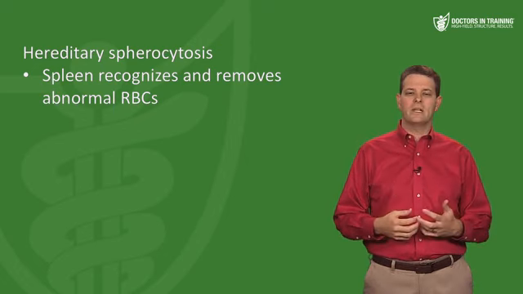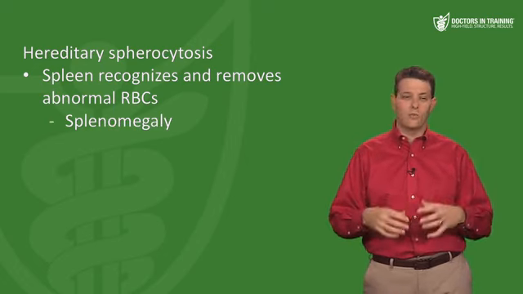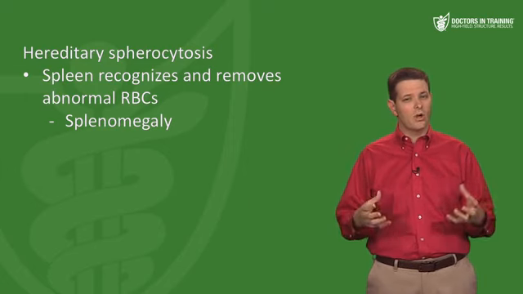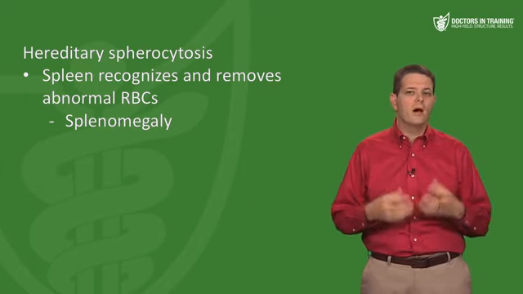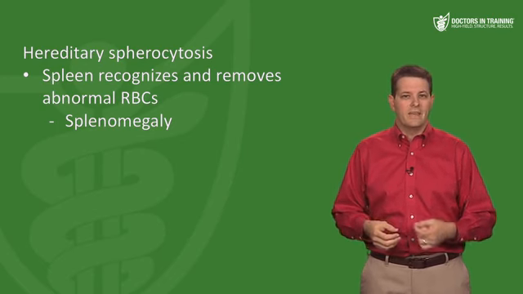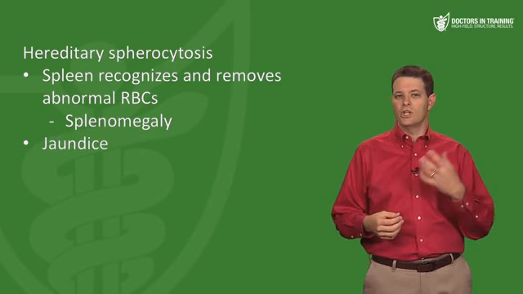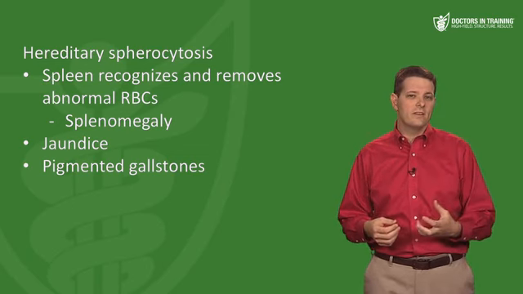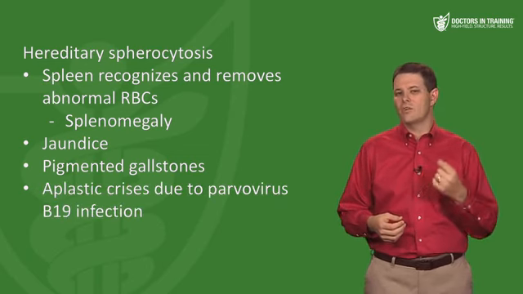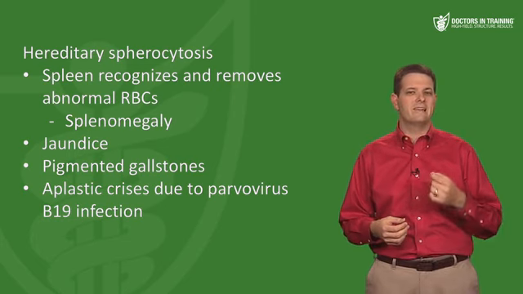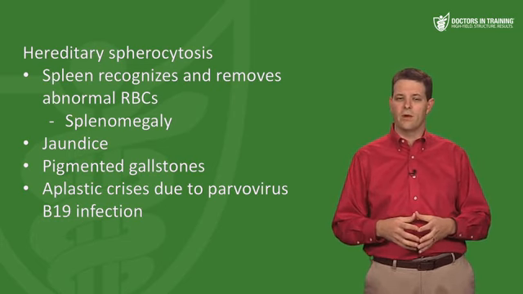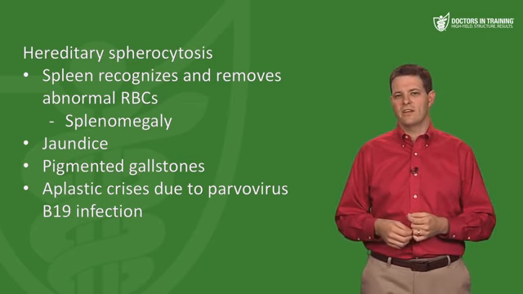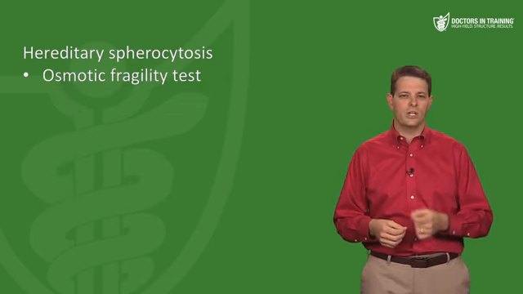So clinically, that's going to lead to splenomegaly because the spleen is working overtime, pulling all these abnormal cells out of circulation, and the spleen gets enlarged. Obviously, hemolysis will result in anemia, and the increase in circulating bilirubin could lead to some jaundice and pigmented gallstones. And then besides the hemolysis, these patients can develop aplastic crises due to parvovirus B19 infection, which suppresses the bone marrow. The classic diagnostic test for hereditary spherocytosis is called an osmotic fragility test.